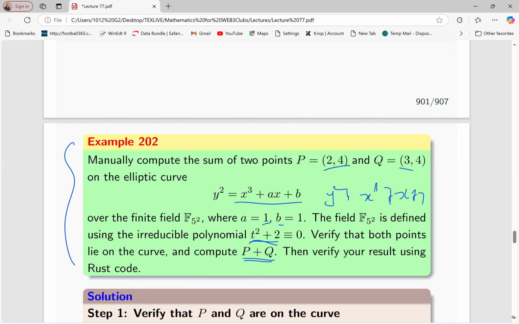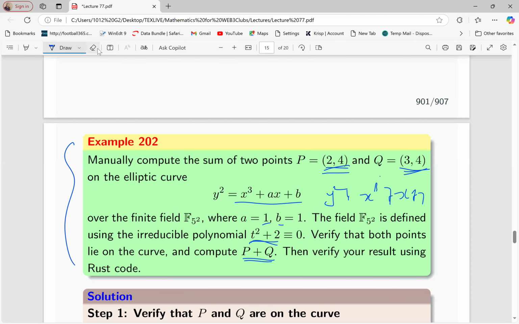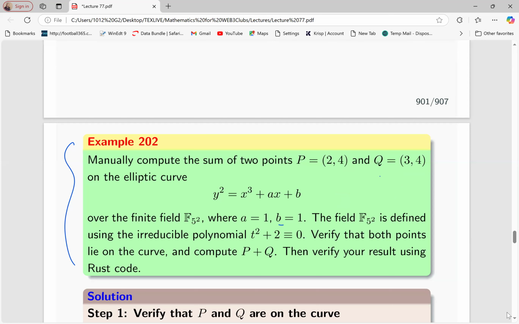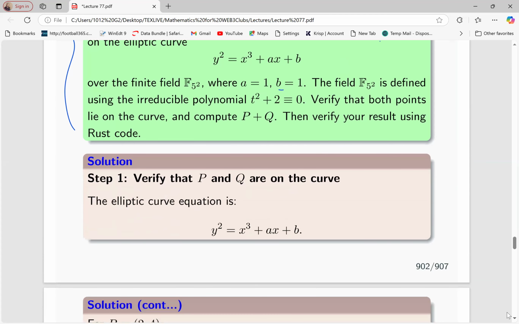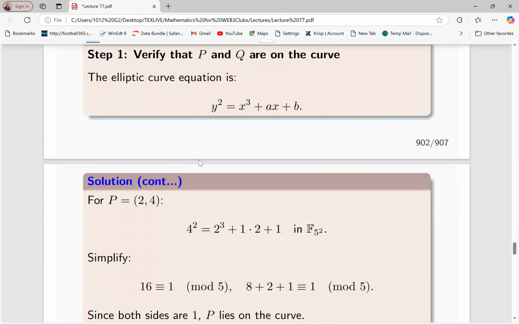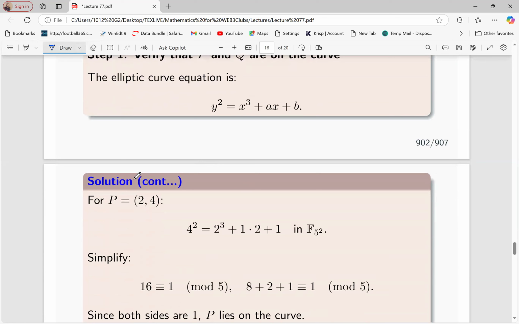P is this, and Q is this. These points are already on the curve. Can I add them? So adding points, we use the same formulas we talked about. Only that this time we remember we are doing it mod 5 and there's a polynomial to assist us. In this case, these points are not polynomials, so it will be easy to do. But I'll now look at what if they were polynomials.